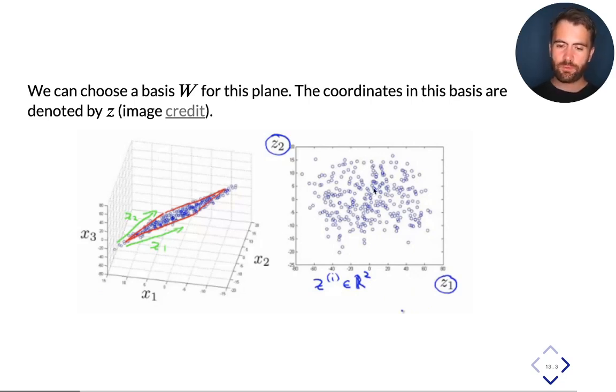So this is an intuitive explanation of what we would like to do with PCA. We would like to find this plane or any other lower dimensional space, and we would like to find the representation of the points in these planes using a system of coordinates based on a set of vectors W which spans this space.